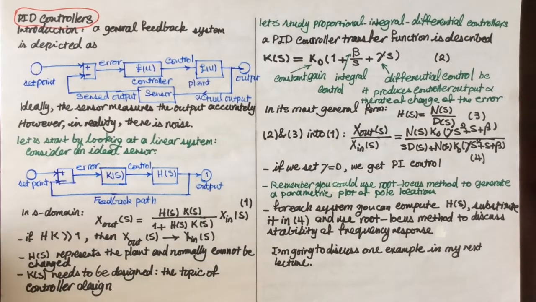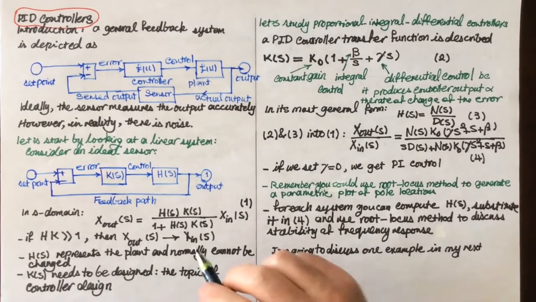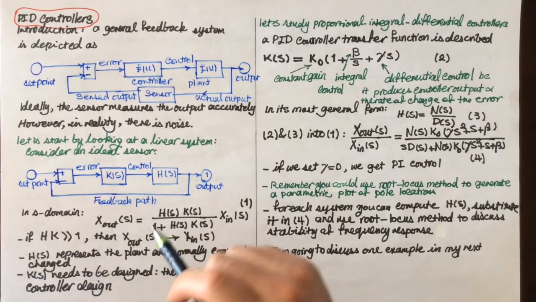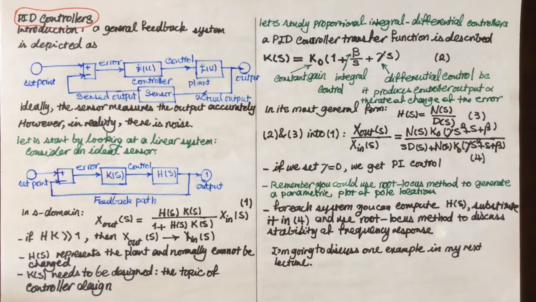Just a simple explanation. But then H represents our plant. So H most of the time cannot be changed. So you have a plant, you have a system, and your goal is to design a controller for that system. So the plant is given, H is given. But if I add this block here, my controller block, that's up to me how I design that controller block. And that could be used to essentially and ideally match input or match our set point. So the controller design is a rich topic because of that, right?